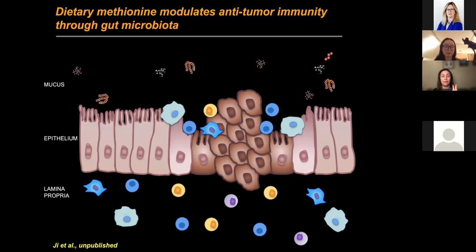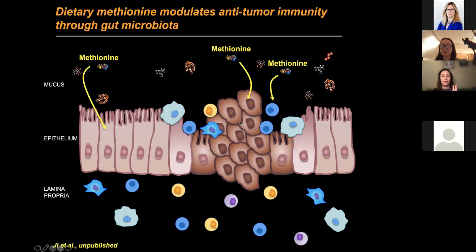Here is a working model to summarize what we know so far. We think that in the intestinal microenvironment, there is a very complicated interaction between nutrients, cancer cells, and immune cells. Methionine is an essential amino acid important for protein synthesis, so it is required by both immune cells and cancer cells. The net effect of methionine restriction on tumor growth in these conditions really depends on the relative dependence of cancer cells and immune cells on this nutrient.